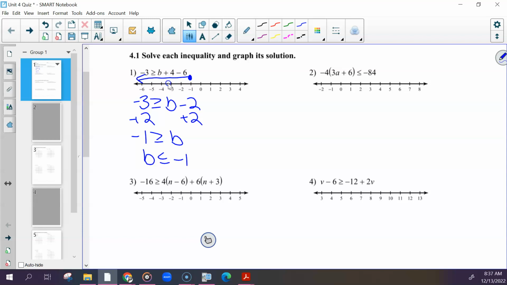So each of these in the first section were worth 3 points. 1 for the graph drawn correctly, 1 for your work, and 1 for your inequality answer. Questions on that one?